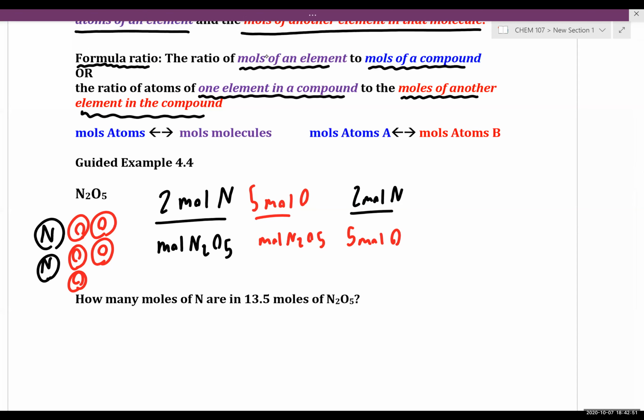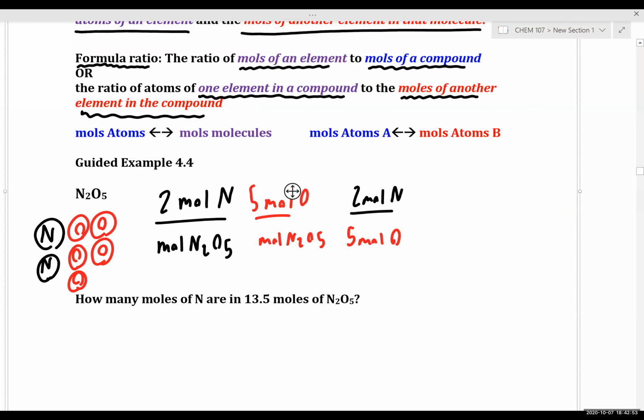Now, in addition, we can also write this ratio as a ratio of atoms. So these are our mole to mole ratios, but we can just as easily say we have 2 atoms of nitrogen per 1 molecule of N2O5. So we can just as easily write these ratios in terms of atom ratios. Does that make sense to everyone?